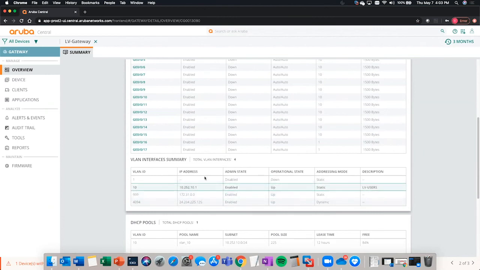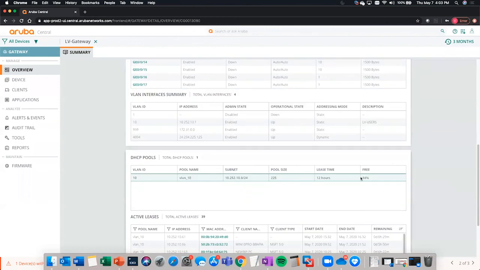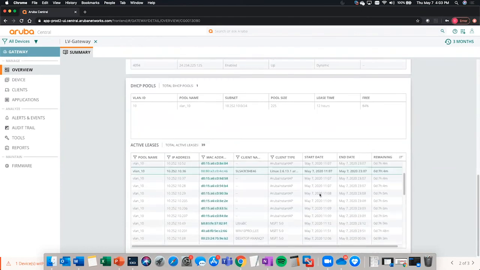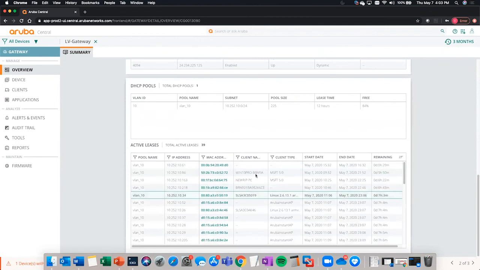So you can then see we're also doing DHCP from this box. We are able to go through and see how free the space is. So we got 225 addresses. We're using 84%, or we have 84% of that free. So we can see the active leases that are in here, and we actually have identity going on here, and we're actually able to see the computer names and everything that are going across.